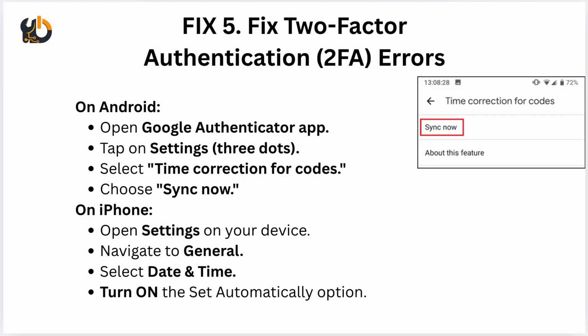Fifth fix is fix two-factor authentication error. On Android, open Google Authenticator app, then tap on settings. Select time correction for codes.